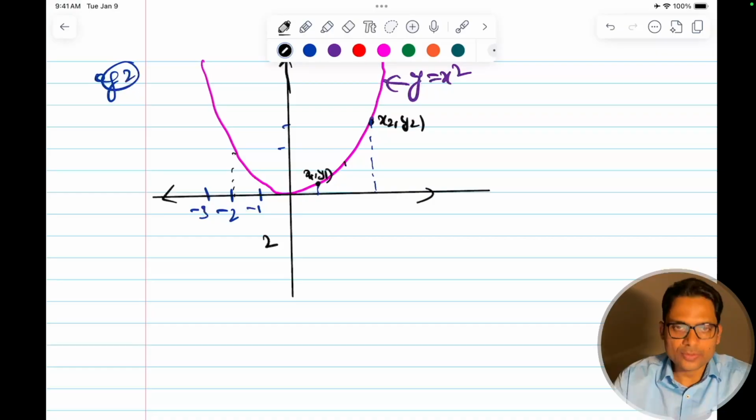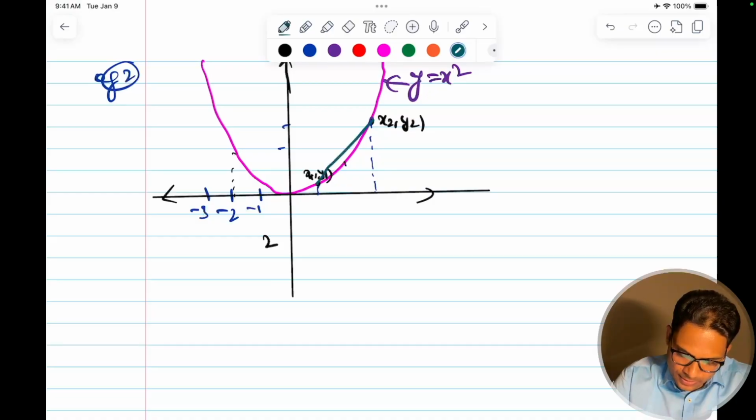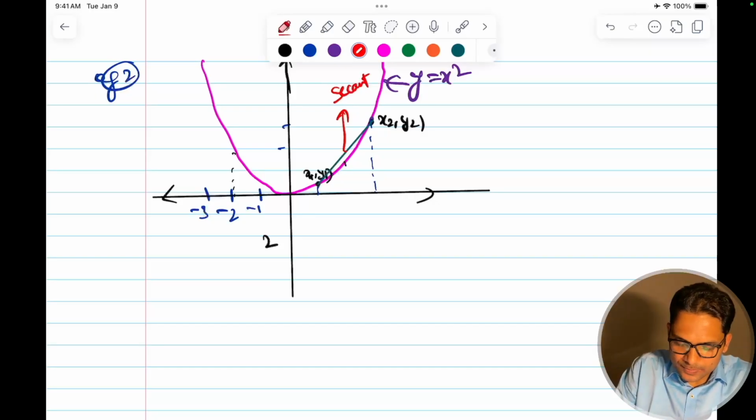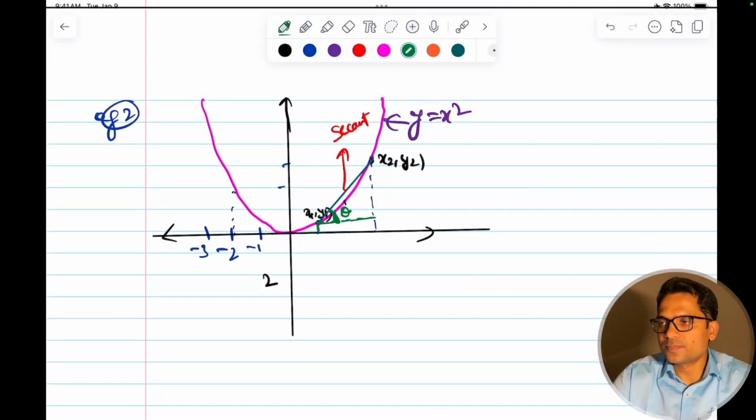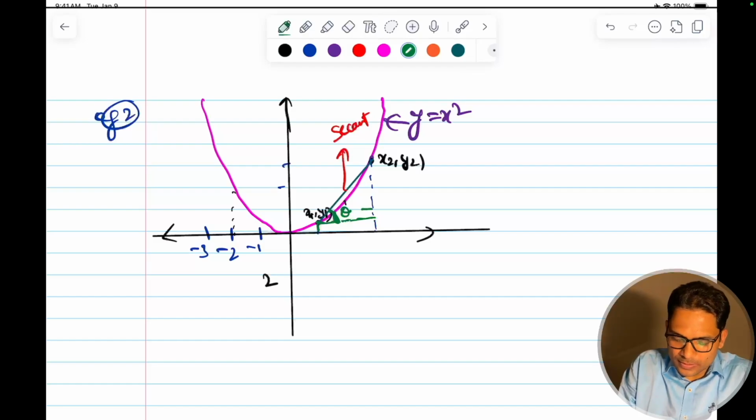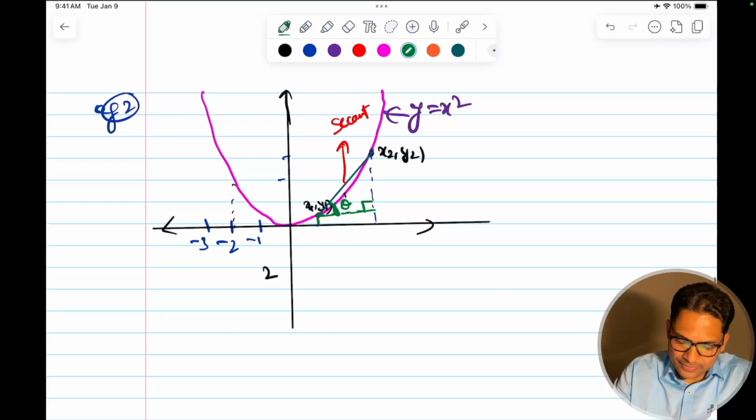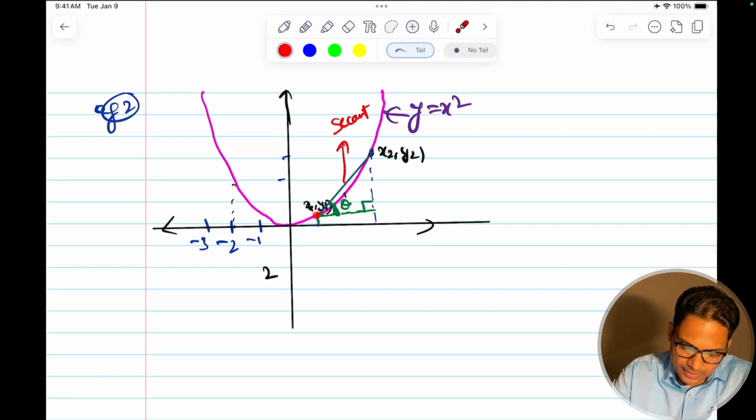Now if I draw for any curve, if I connect 2 points on this curve, what will this give me? This is called nothing but the secant. This is called a secant, right? And what is the slope of this secant? So this is angle theta here. This is 90 degrees. If I want the length of the secant, this is the length of the secant.